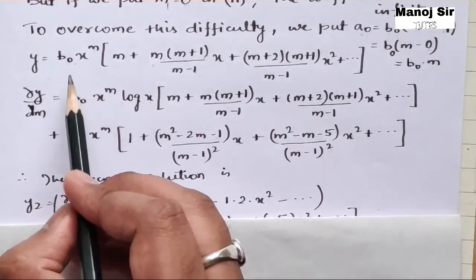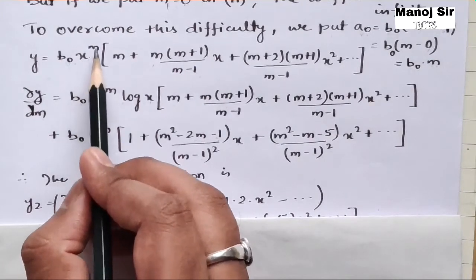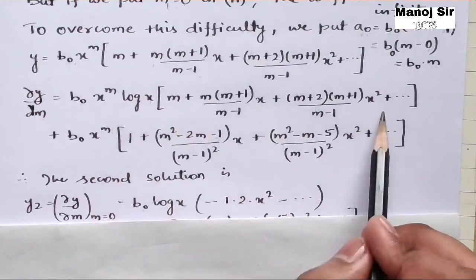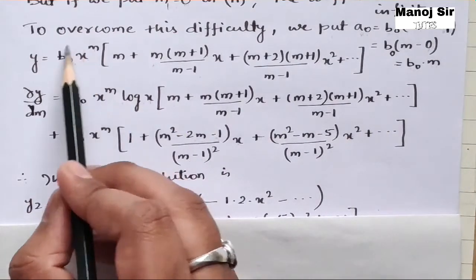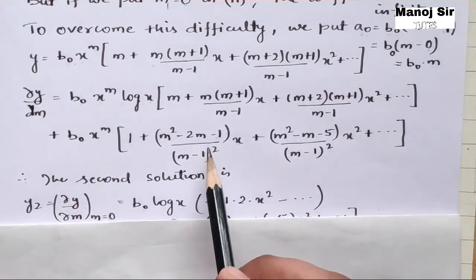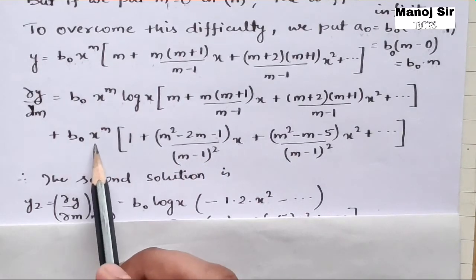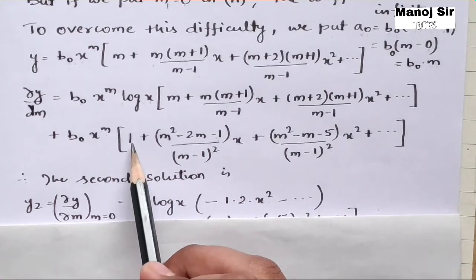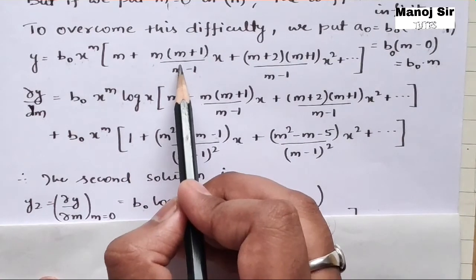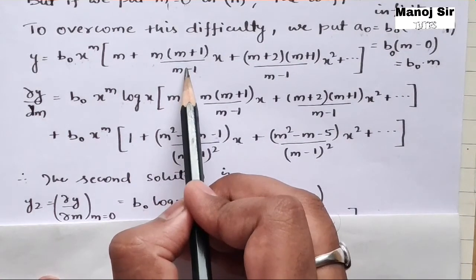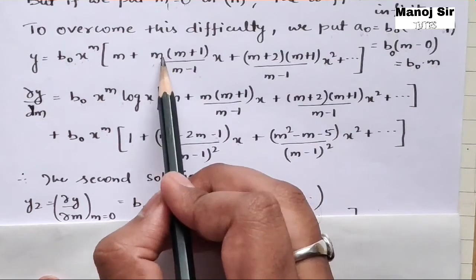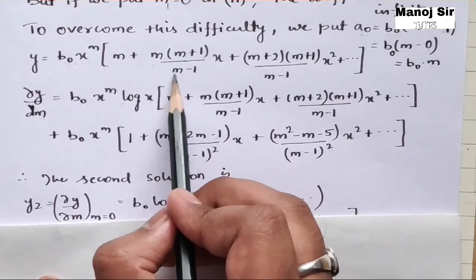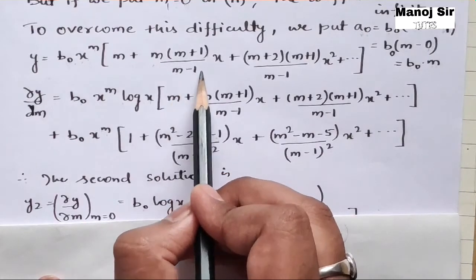So here we have b naught into x to power m. Differentiation of x to power m will become x to power m into log x, and this part will be as it is. Now, taking this as constant, we'll differentiate this part, that is b naught into x to power m. Differentiation of this part will be 1 with respect to m. Now here we need to use the u upon v form of differentiation. Before that we need to open this bracket, so the numerator will be m square plus m, and in the denominator we have m minus 1.